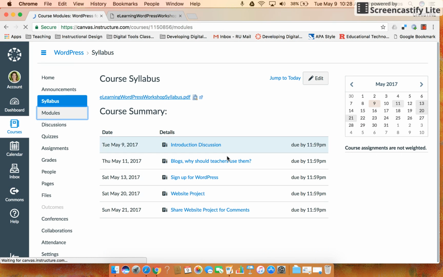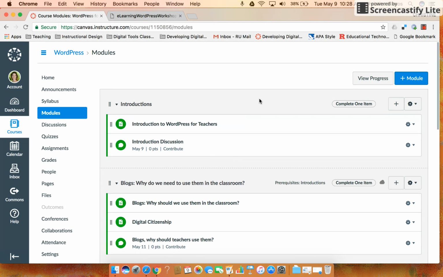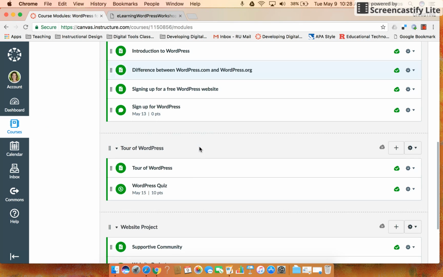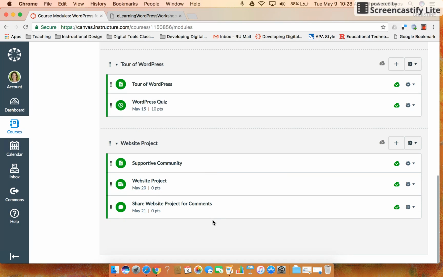The modules, as I mentioned, are divided up into 5 modules. The instruction and the discussions, or in this case, the instruction and the quizzes. And then the final project is due.